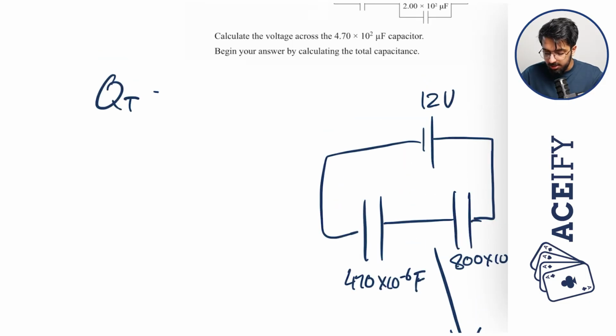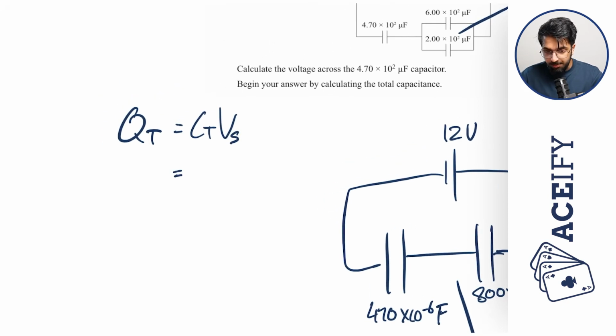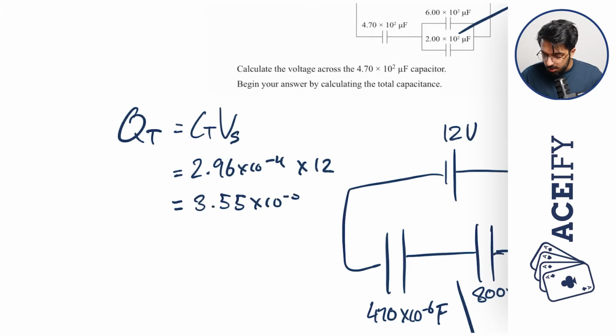So the total charge is equal to the total capacitance times the voltage of the supply, and so that is equal to 2.96 times 10 to the negative 4 multiplied by 12, and this gives a total charge of 3.55 times 10 to the negative 3 coulombs.